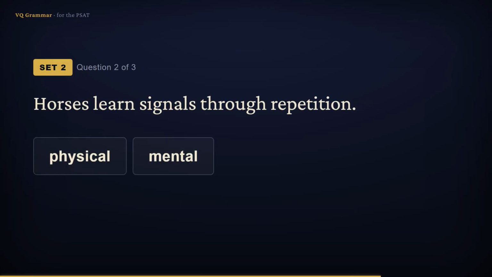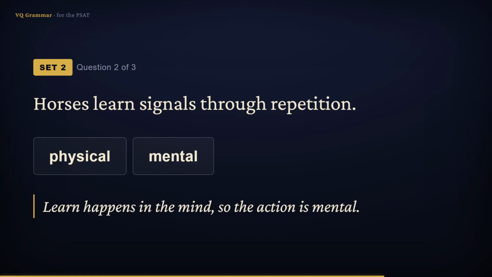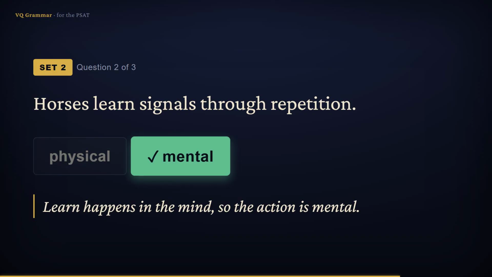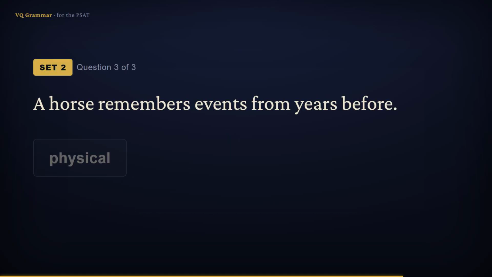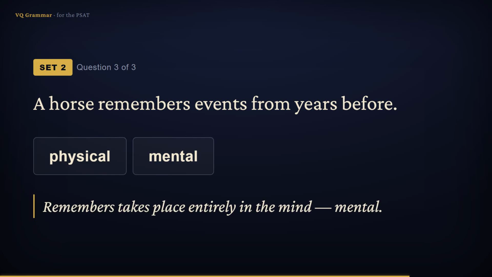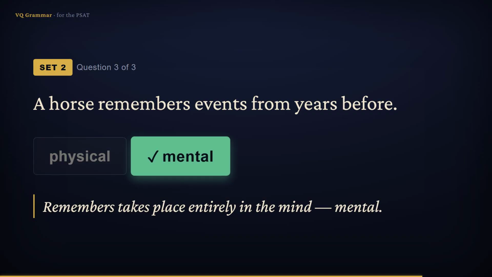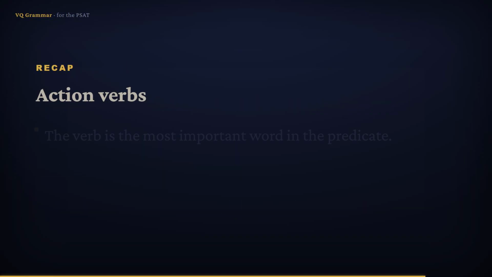Horses learn signals through repetition. The verb is learn. Could you watch learning the way you watch pulling? Not really. Learning happens inside, in the mind, so the answer is mental. A horse remembers events from years before. The verb is remembers. Remembering isn't something you could film. It takes place entirely in the mind. So the answer is mental.